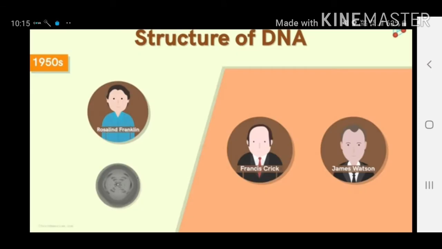The shape of the DNA molecule was studied by Rosalind Franklin in the 1950s, and finally it was worked out by two other scientists, Watson and Crick. So first it was observed by Rosalind, and further its model was given by Watson and Crick. Remember, the shape was observed by Rosalind, but the model was given by Watson and Crick. Since the structure consists of a very large single molecule, it is called a macromolecule.